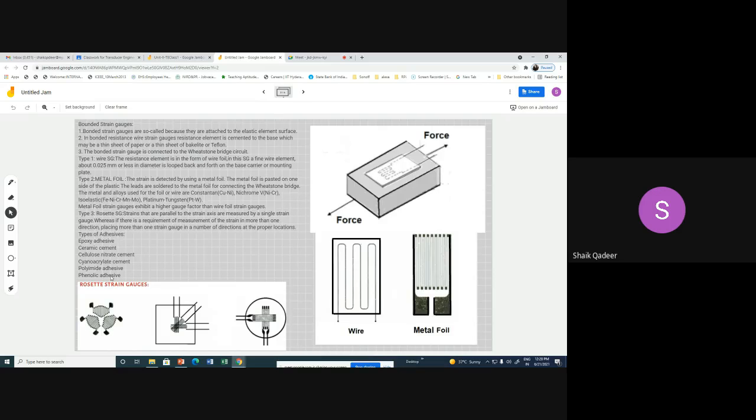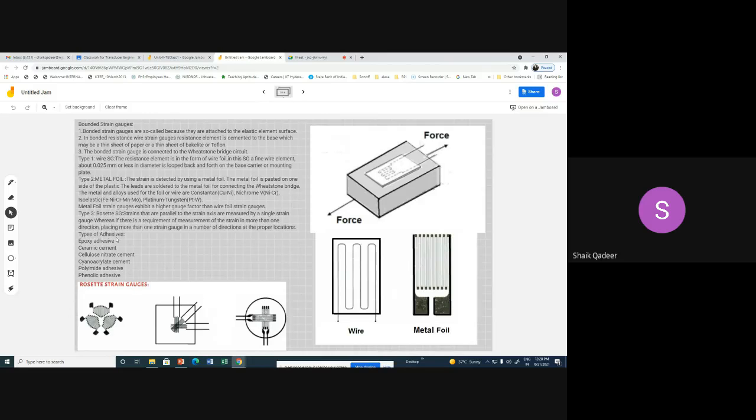If more directions are needed, more wires are used. This is for one direction, this is for another direction, and this is for another direction. This setup is for two axis, and this setup is for three axis. This setup is also for three axis measurement.